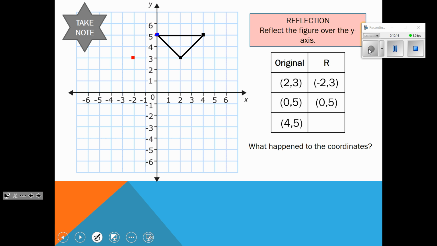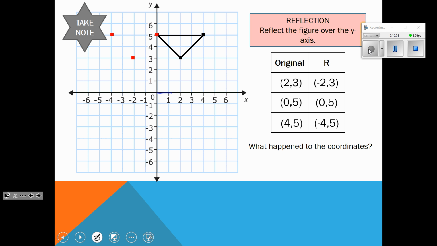For 4, 5, this one right here, look at this one. From the y-axis, it went 4 to the right. So to reflect it, we're going to go 4 to the left. And that ordered pair would be negative 4, 5.